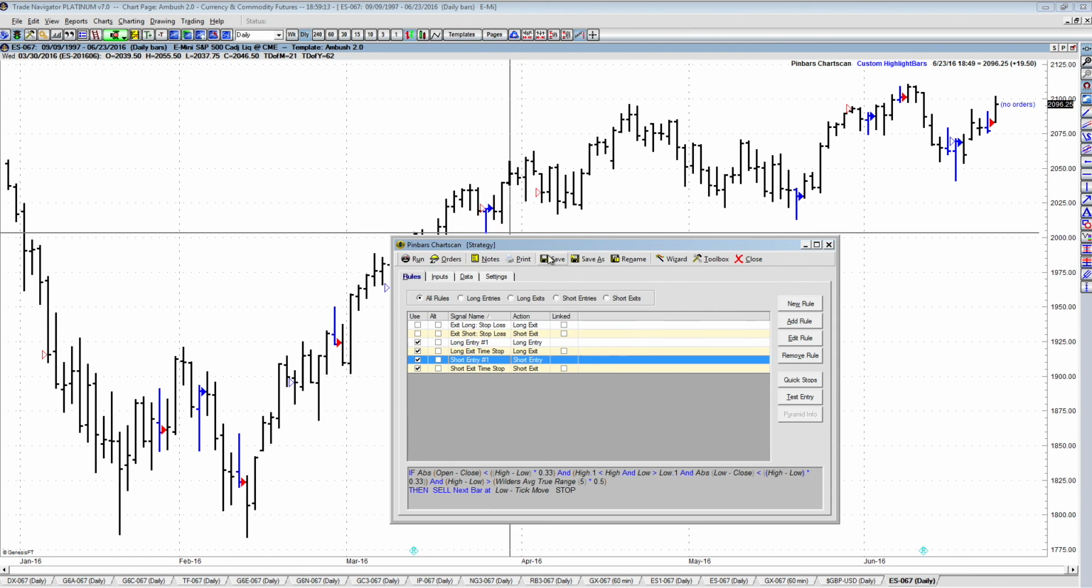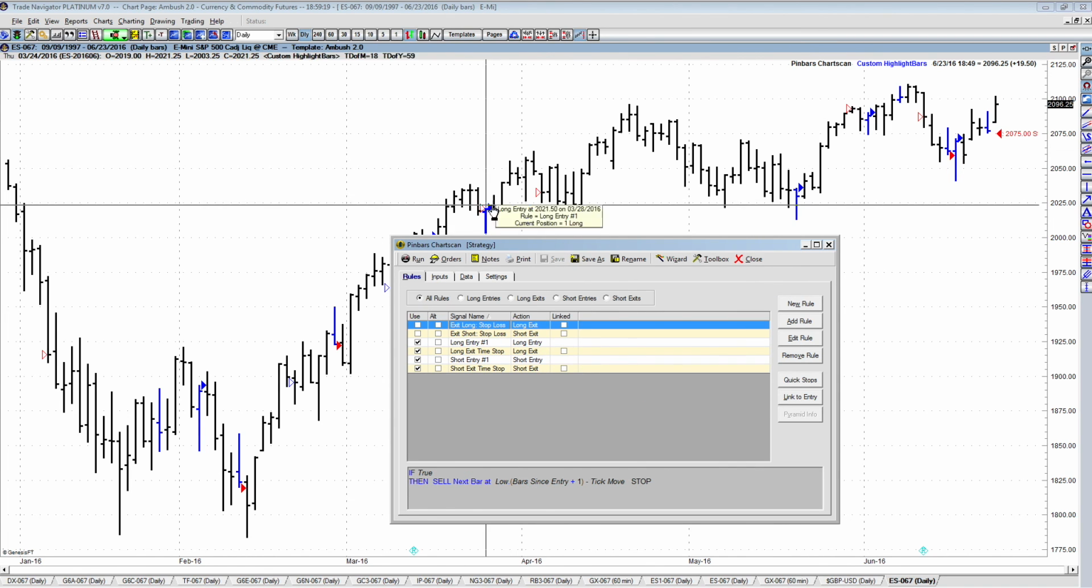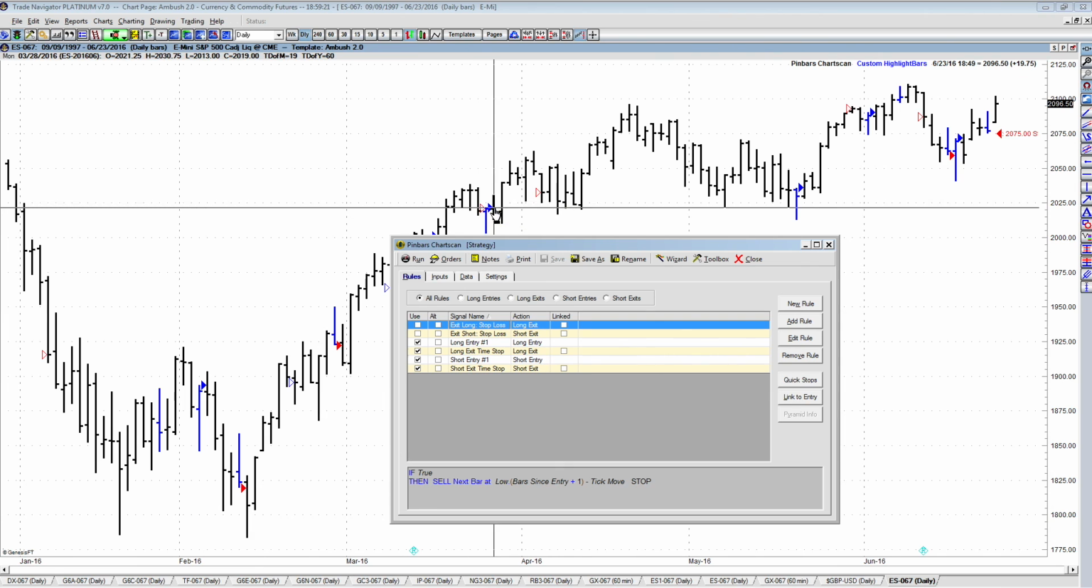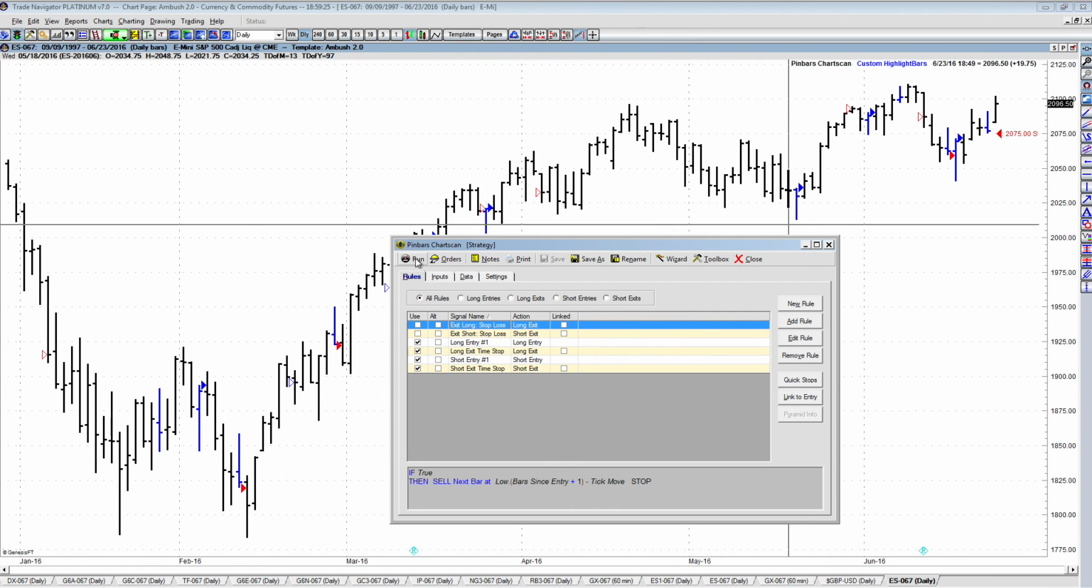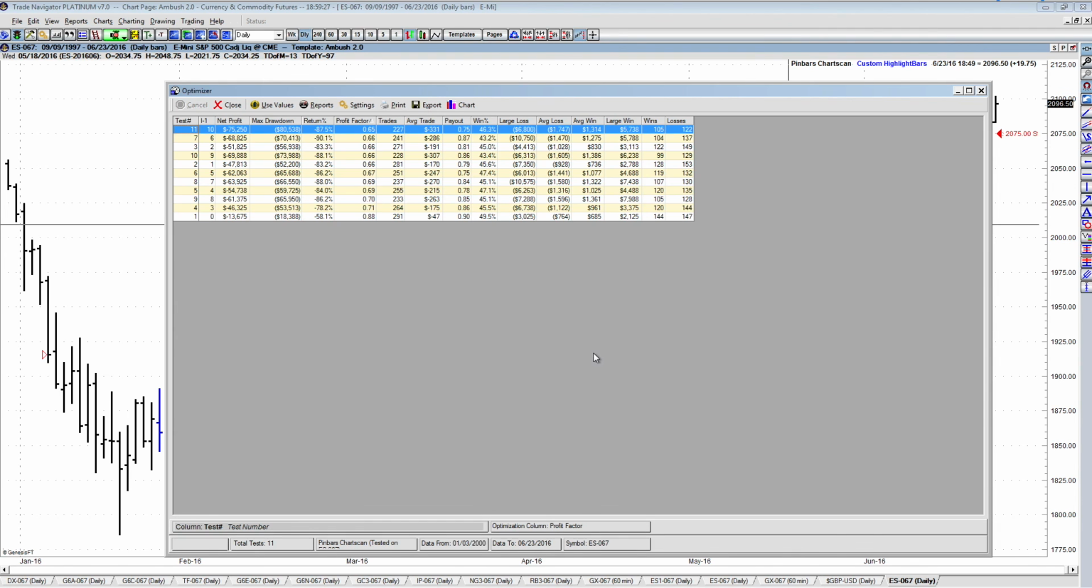Minus a tick move, which in the E-mini S&P is 0.25. So that's what happens now. We don't get in at the market anymore, but instead wait to see if the bar gets triggered or not. And then we just rerun the whole thing. But as you can see, results actually got worse. So this provides worse results than just getting in at the market.